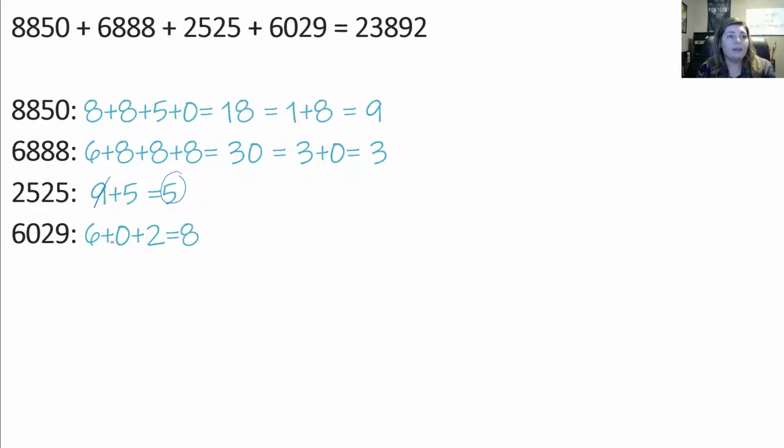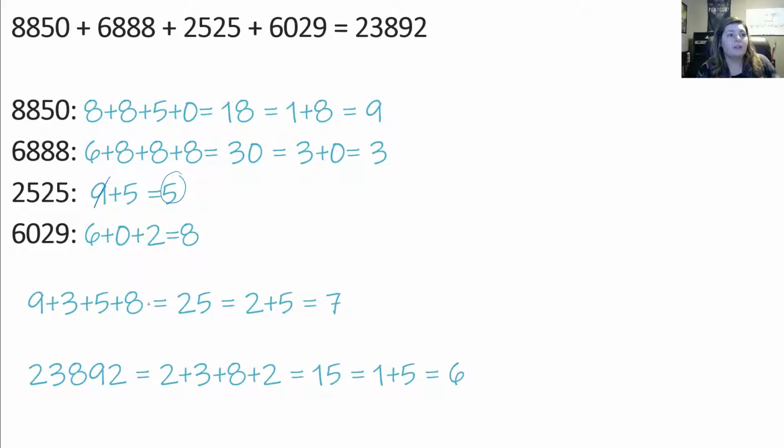And then 6 plus 0 plus 2 equals 8. So then we're going to add those together. 7 would be our solution here, and 6. So again, we're going to say that it is not a match.